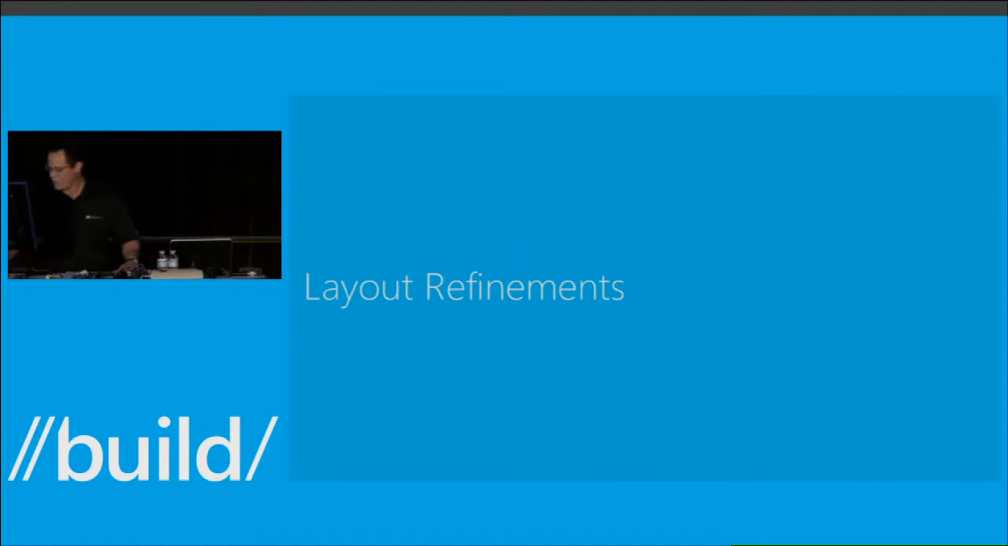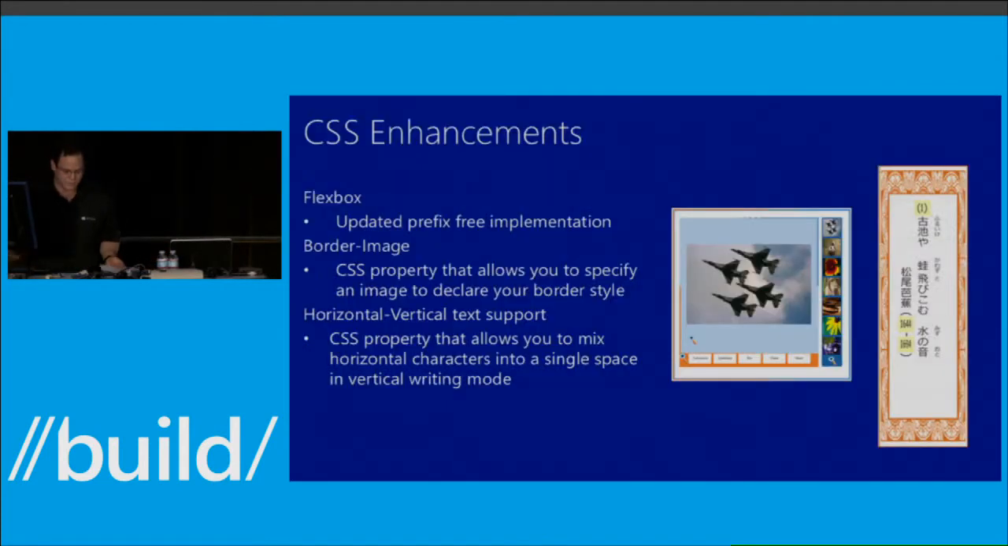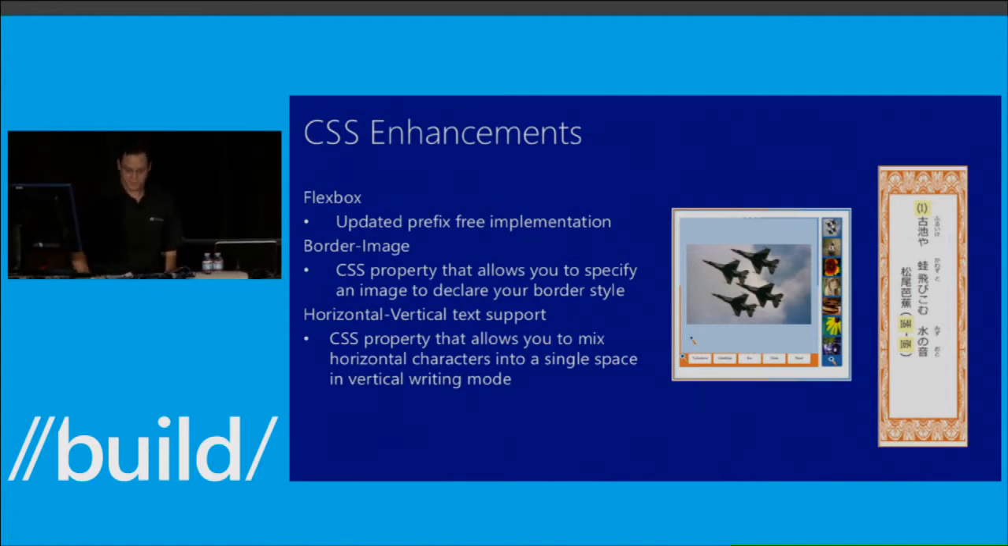So what about the layout refinements that we talked about? This release, we're updating our Flexbox implementation to the latest W3C specification. Again, to be more standards compliant. Also, we've introduced support for border image, which defines a 9-grid approach for scaling graphical borders via CSS properties. And let me actually show you a quick demo of that.